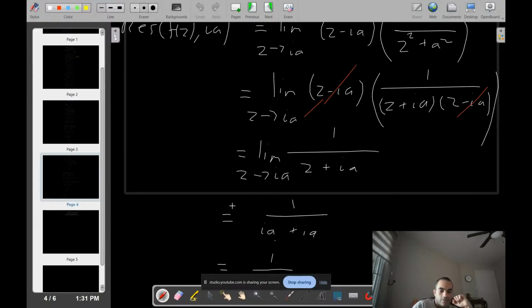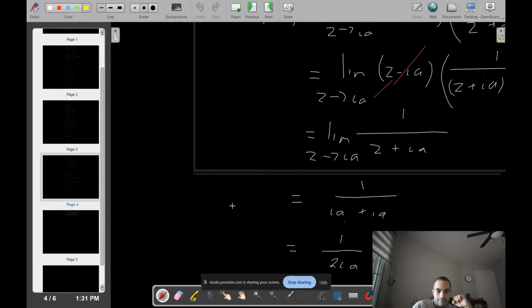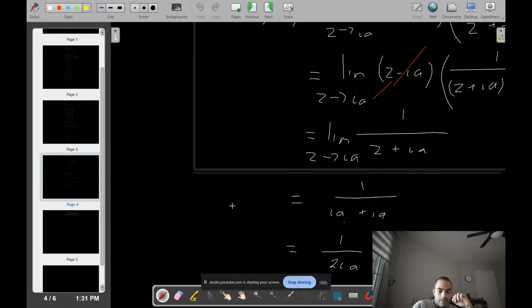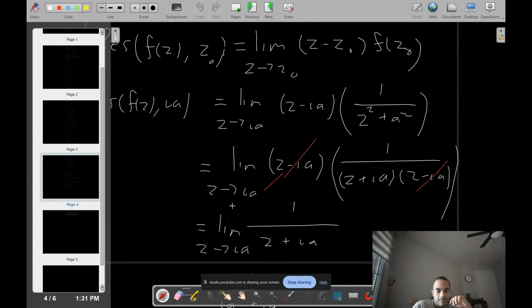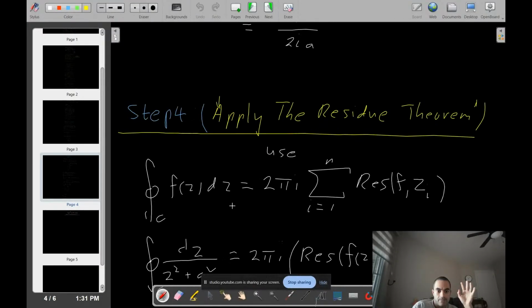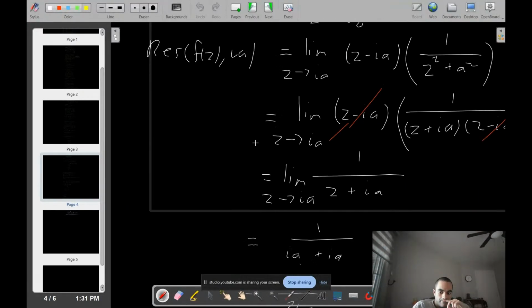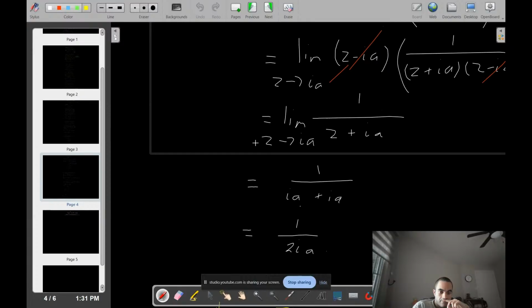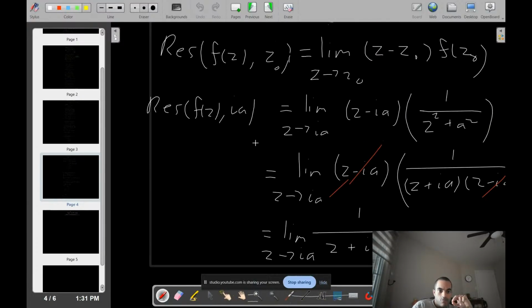Okay, so as I mentioned, the residue of f of z comma ia is 1 over 2ia. Okay, so we got that. I'm not calculating the second part. I mean, I could, but there's no point in calculating the second part of the residue. Let me explain why. I'm going to explain it in step 4, actually. So I only took the positive ia. And the reason why is because negative ia would result in a non-isolated singularity.